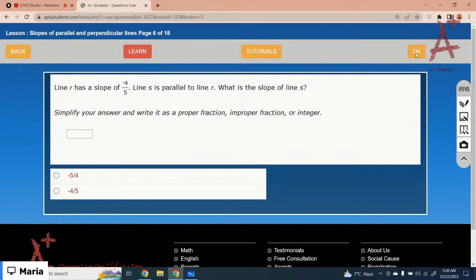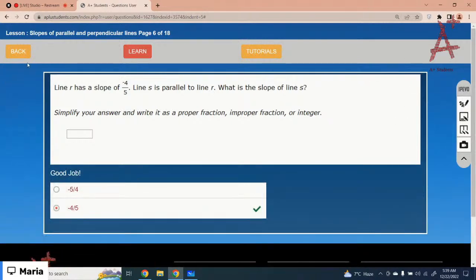Okay, line R has a slope of negative 4 by 5. Line S is parallel to line R. What is the slope of line S? If the lines are parallel, they have the same slope. So if R has slope negative 4 by 5, then S also has the slope negative 4 by 5. So just select the correct option, then click on the OK button.